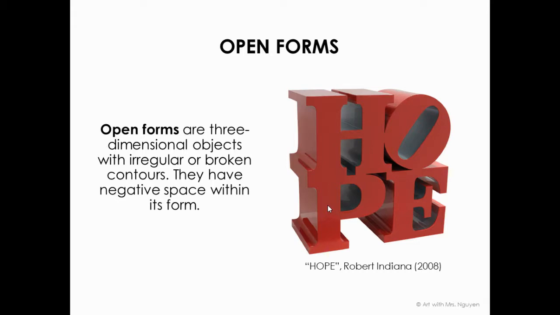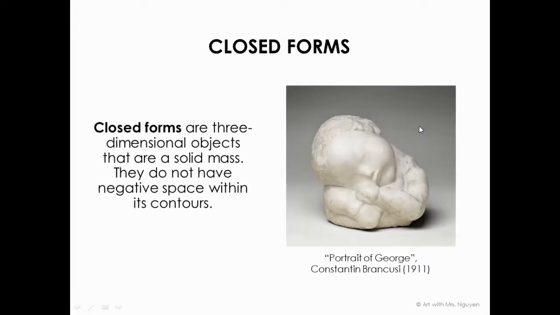Open forms are three-dimensional objects with irregular or broken contours. They have negative space. You can see this sculpture with the word hope has all of these cutout portions. That's what makes it open. Closed forms do not have those cutouts. They have just a solid mass with no opening, like you see here in this portrait of George sculpture.